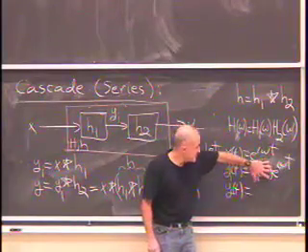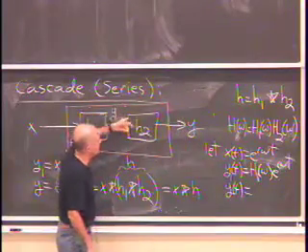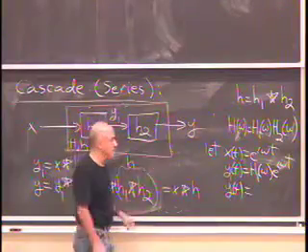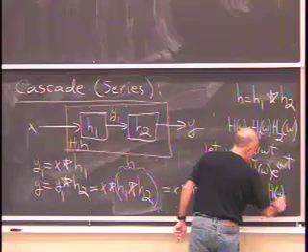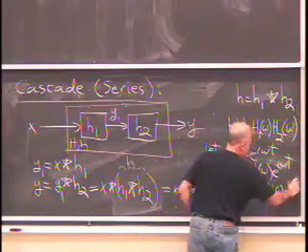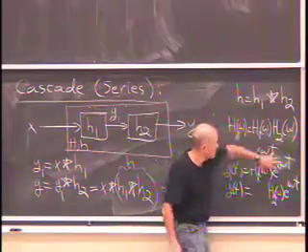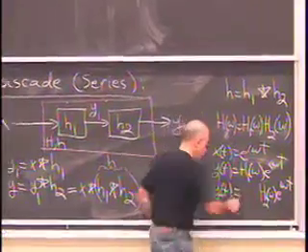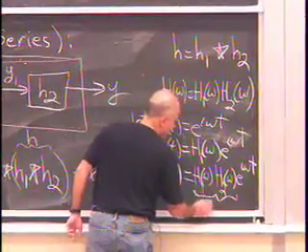So if this h1 had not been there, and I just plugged in an e to the I omega t into h2, what would come out? H2 omega e to the I omega t. But I'm not sending e to the I omega t. I'm sending a scaled version of e to the I omega t. So what comes out? Scaled version. And so this must be h of omega.